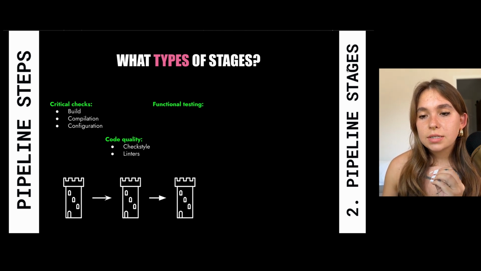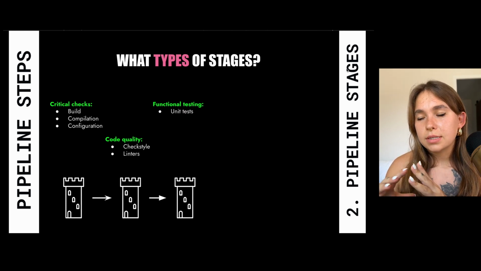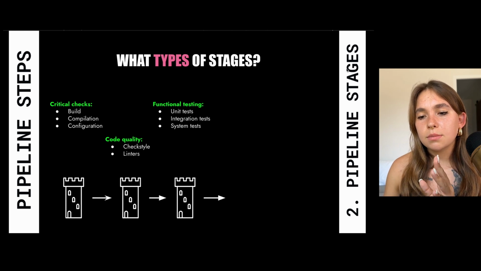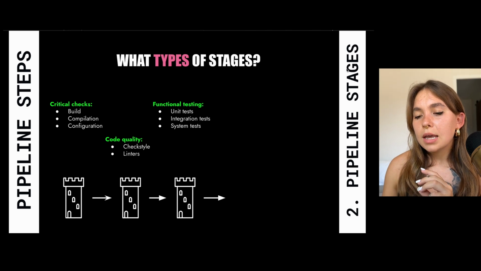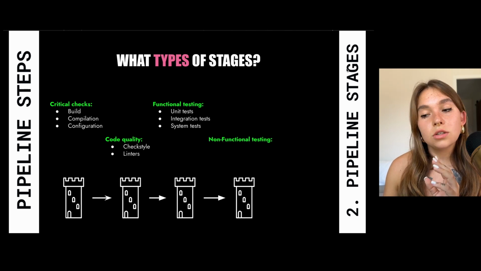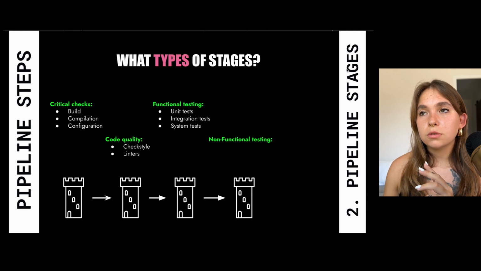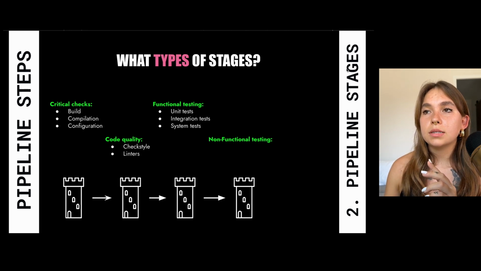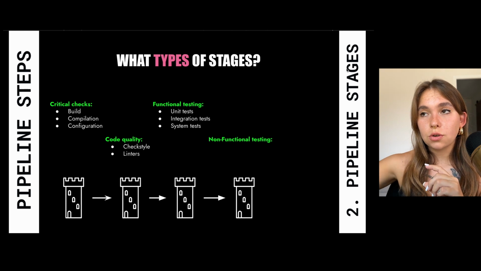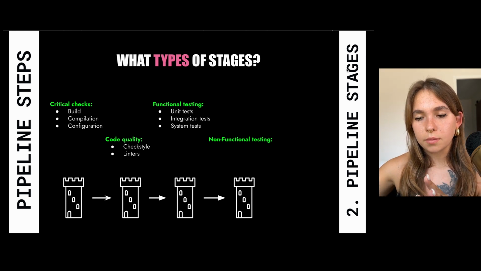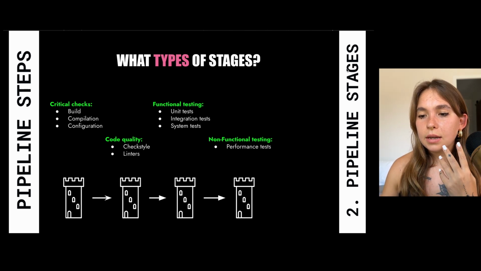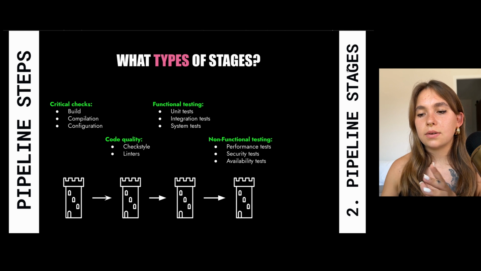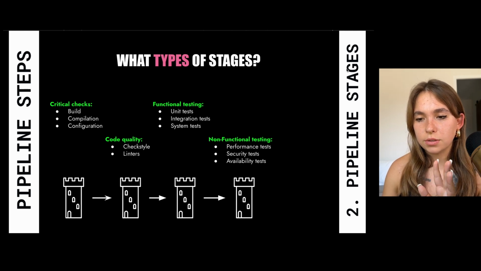The next stage is functional testing, and it's unit tests normally, based on our testing pyramid, integration tests, system tests. I think it's something basic, so you already know it. And the next stage is non-functional testing, a bit less popular because still not everyone has non-functional checks as a part of the CI/CD pipeline. A lot of people still do it manually. And here we have performance tests, security tests, availability tests, all this type of non-functional testing.